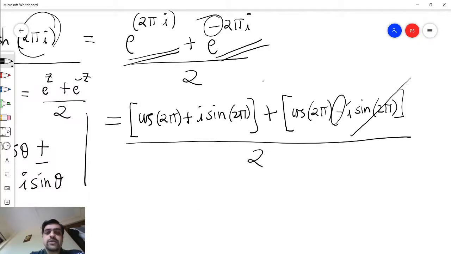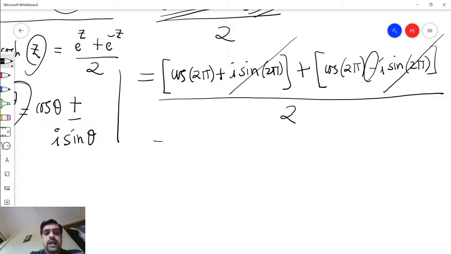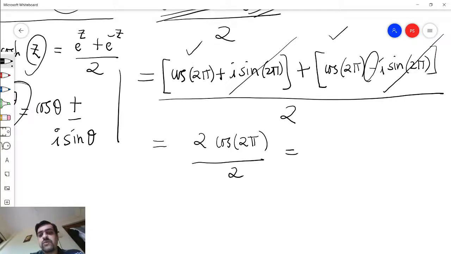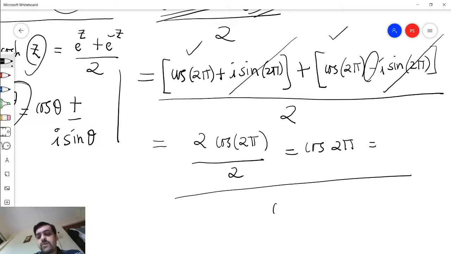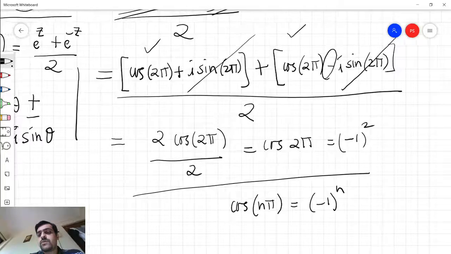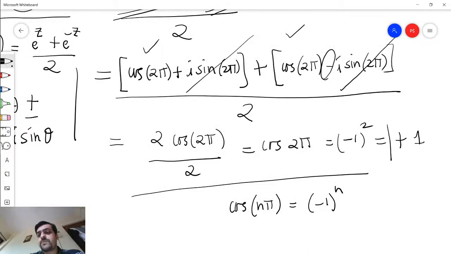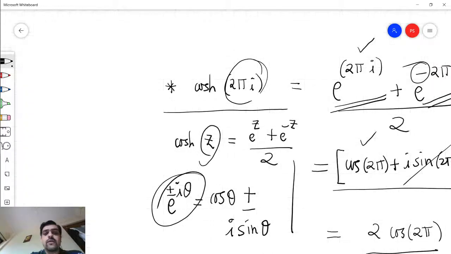So clearly these two sine terms will cancel out with each other and we will have 2 times cos of 2 pi, that is the addition of these two same terms, divided by 2, which is nothing but cos of 2 pi. Now what is the value of cos of 2 pi? We know that cos of n pi is minus 1 raised to n. So this is just minus 1 raised to 2, which is plus 1. So the value of cos hyperbolic 2 pi i comes out to be equal to 1.